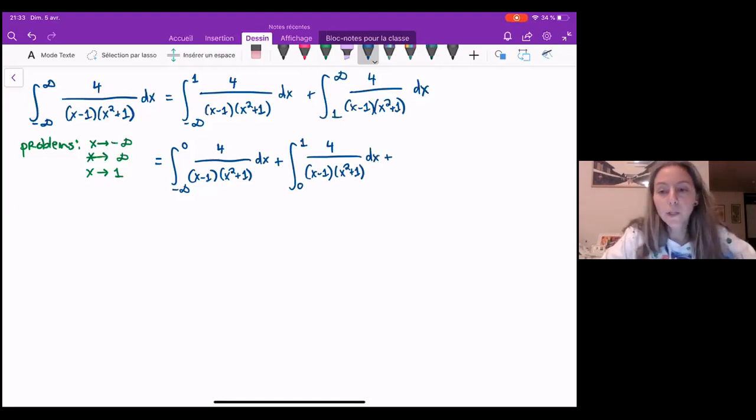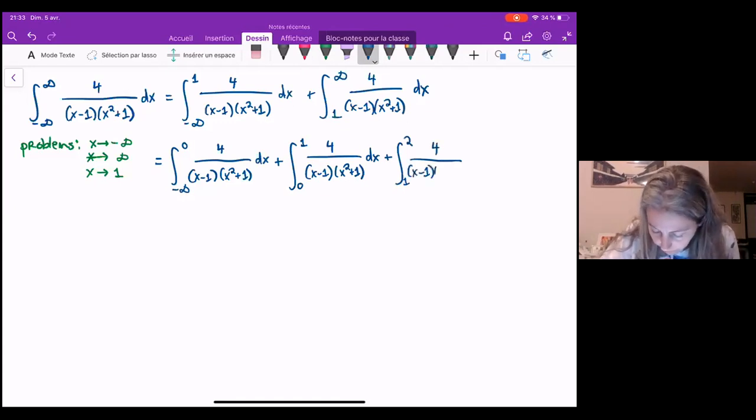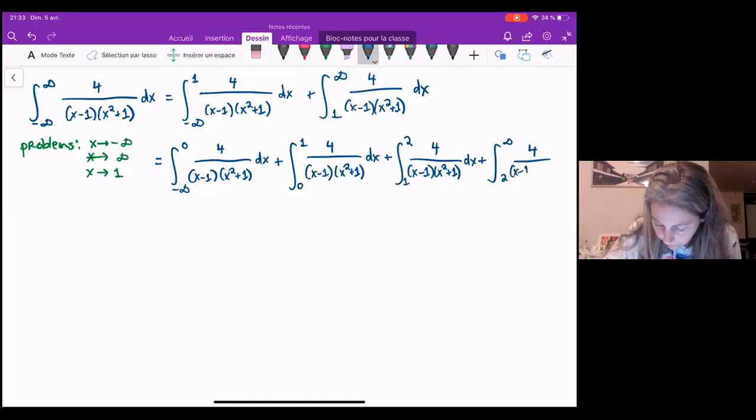plus, now again, 1 to infinity, we have the 1 that's a problem, the infinity that's a problem. We've got two problems. We're going to separate this thing as well. I'm just going to separate it at 2. Again, you can separate at any value that you want between 1 and infinity. So we'll have 1 to 2 of this thing, plus 2 to infinity of this thing. Good. So now we have four integrals. Each of those integrals has one problem each. So we're good. Now we can write these things as limits.